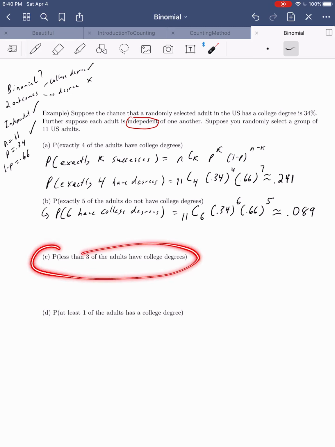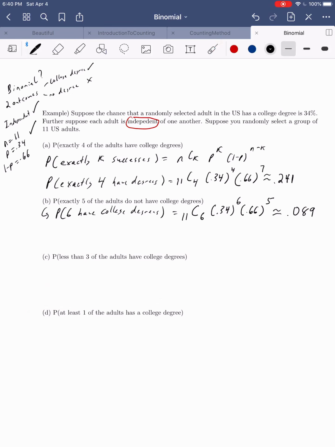Now let's look at some slightly more challenging ones. So the next one says we want less than 3 of them to have college degrees. So what does less than 3 mean? Well, that would be the same as exactly 0, 1, or 2 have college degrees. Right? If 0 of them have college degrees, that would be less than 3. If 1 has a college degree, then that's less than 3. And if 2 of them have college degrees, that's less than 3. So there's 3 different things we have to consider. So that means we're going to need to use our formula 3 times, 1 for each of these. So let's go ahead and do that.